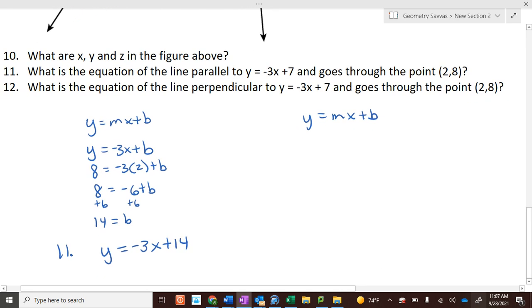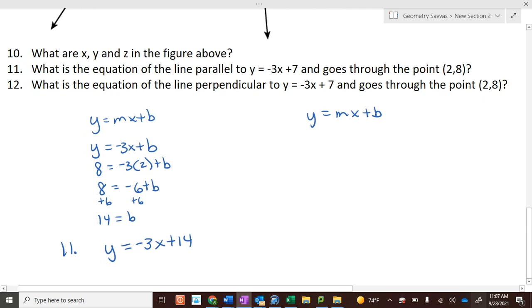Number 12, y equals mx plus b. What's the slope of number 12? So then what's the slope of the line perpendicular to negative 3? Positive 1/3. So it's going to be 1/3 x plus b in this case, not negative 3. Because it's the opposite reciprocal is the slope. Okay? The opposite reciprocal is the slope. Then you do the same thing. You put 2 and 8 in. So 8 equals 1/3 of 2 plus b. What's 2 times 1/3? 2/3. And then what do we do to each side? Subtract 2/3.